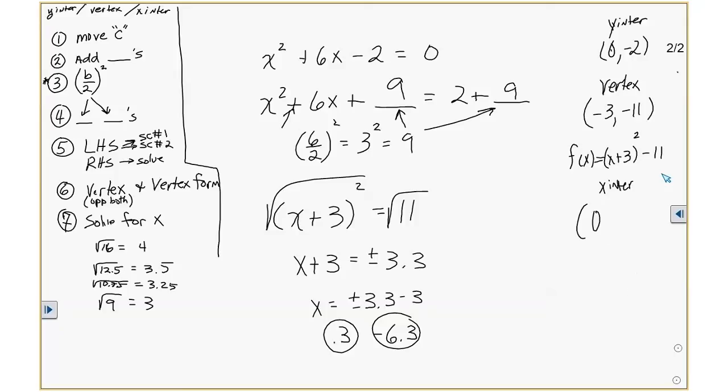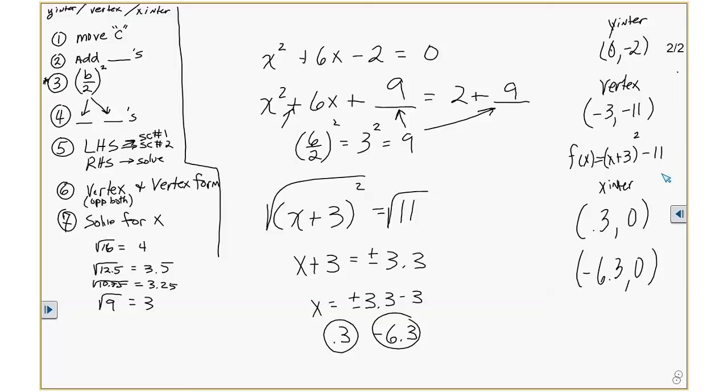I'm sorry, 3.3 and 0, and then negative 6.3 and 0. So now, sketch it and tell me what's the increasing, decreasing, domain, and range.